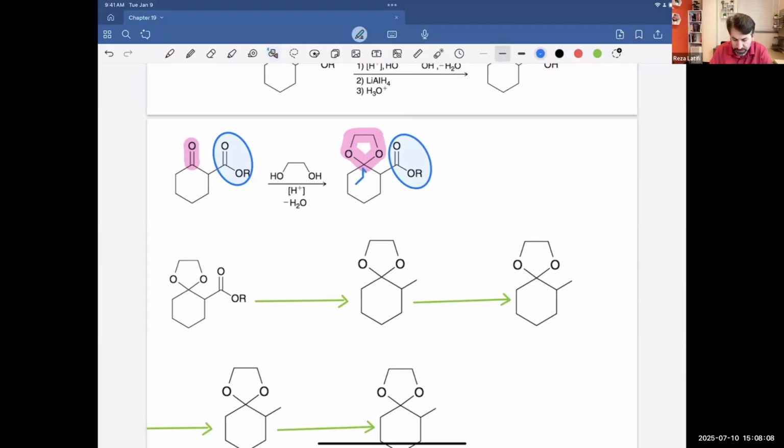Nucleophilic addition is not going to happen on this carbon, because that carbon is saturated. It has sp3 hybridization. Okay, so next step, I'm going to use a reducing agent.